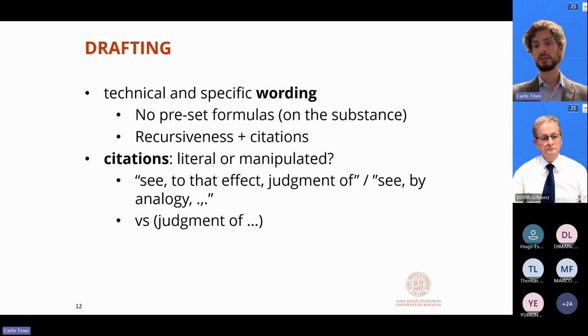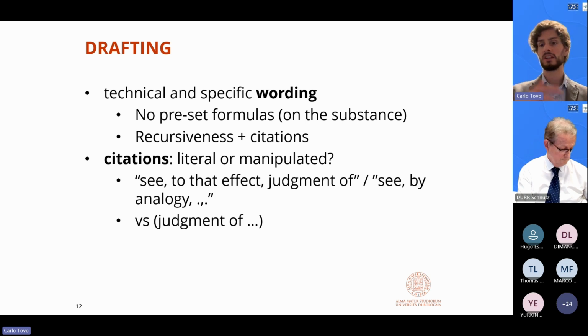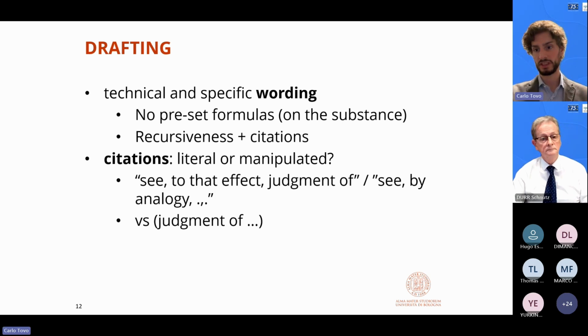On the contrary, where you find at the end of a point of the grounds of the decision, of a numbered point, brackets in which there is only the reference to the judgment of 10 September 2024, etc., etc., this means that we are confronted with a literal quotation, a literal quote of another judgment, so a copy-paste of a point of another judgment.